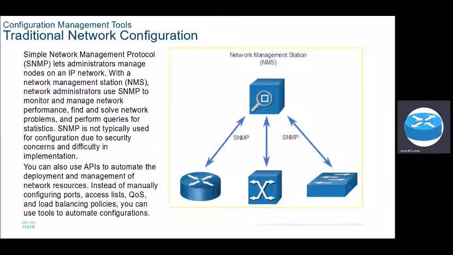So after that, we've actually had SNMP, the Simple Network Management Protocol, which lets administrators manage nodes on an IP network with a Network Management Station. And so network administrators use SNMP to monitor and manage network performance, find and solve network problems, and perform queries for statistics. It's not typically used for configuration due to the security concerns and difficulty in the implementation. You can also use APIs to automate the deployment and management of network resources instead of manually configuring ports, access lists, QoS, and load balancing policies. You can use tools to automate your configurations.